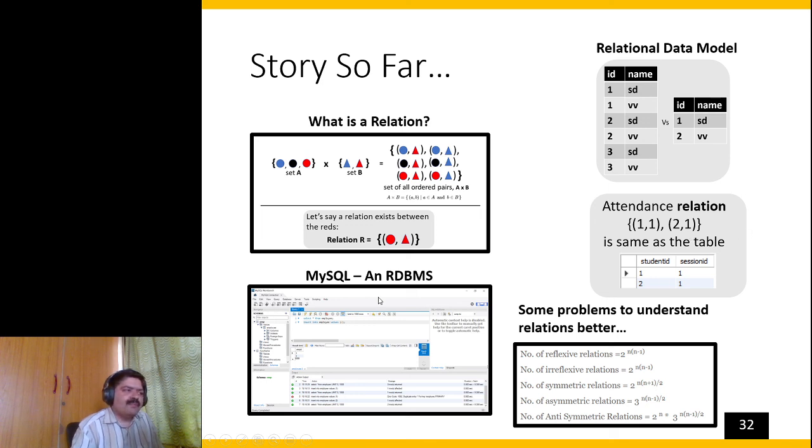Please go ahead and install MySQL, an RDBMS, which we would explore in this course. We'll come back to RDBMS in more detail in later parts of this course. And we solved a few problems or dug a little deeper into this idea of relations purely with the objective of getting ourselves familiar with this idea of relations.